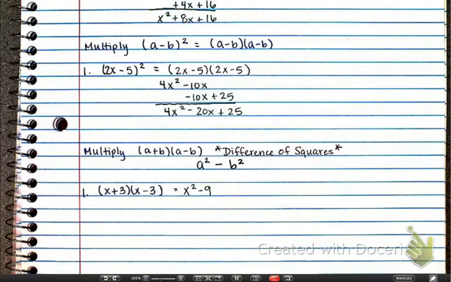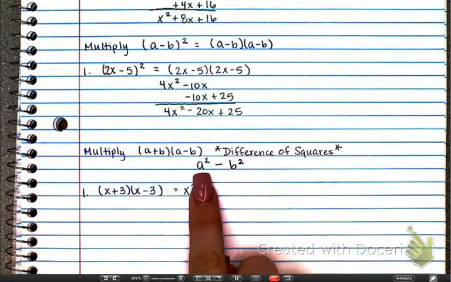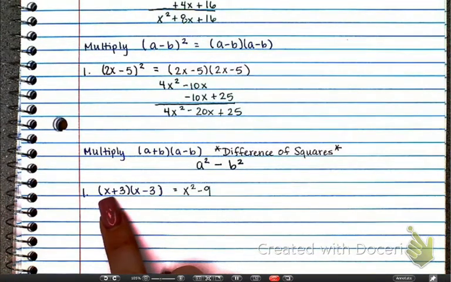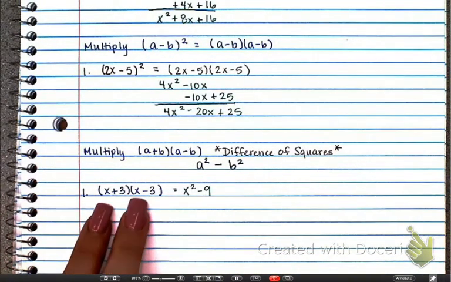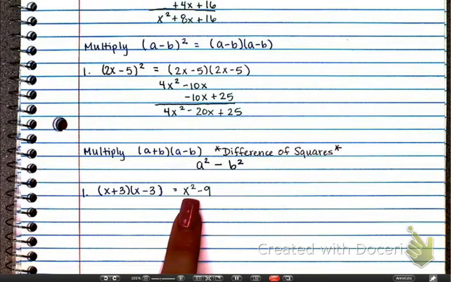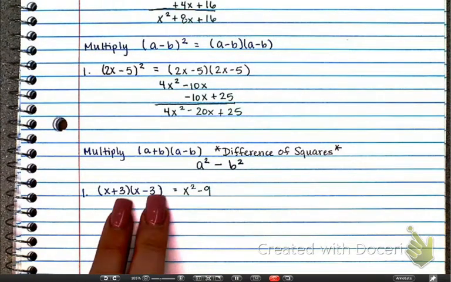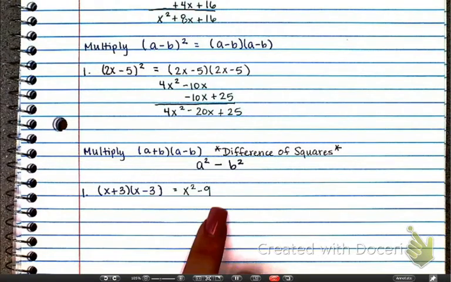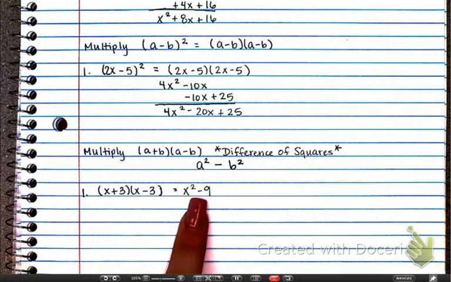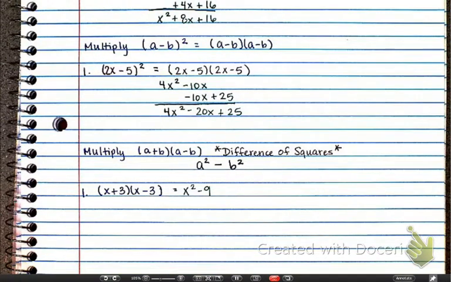So let's see how someone said yes. Someone caught on to the trick. So let's look at the trick first, and then we'll prove it by either distribution or the box. So the trick says a squared, so my a term is x, right? You're really just multiplying x times x, which is x squared. And you're multiplying 3 times 3, which is 9, and it's always going to have the subtraction sign. Why do you think there's no middle term?